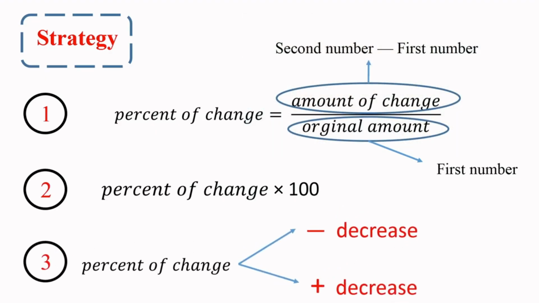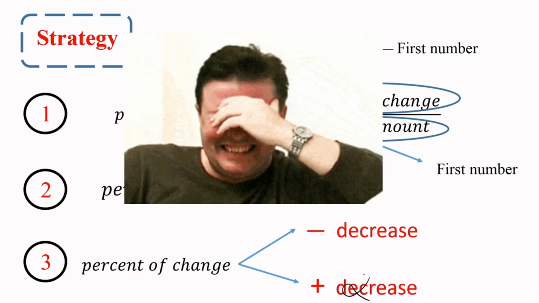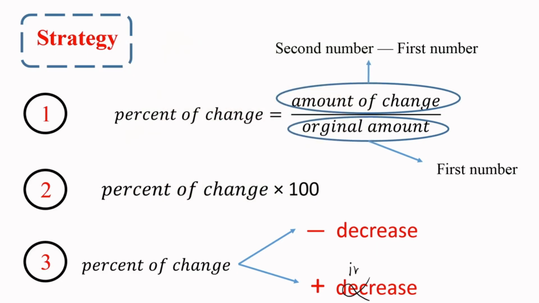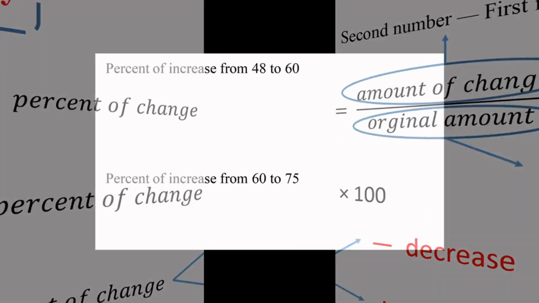Sometimes the percent of change is negative, which means we have a decrease, and sometimes the percent of change is positive. I'm sorry, that means we have an increase. Okay, if this strategy is confusing for you, don't worry, we are going to learn that through examples.